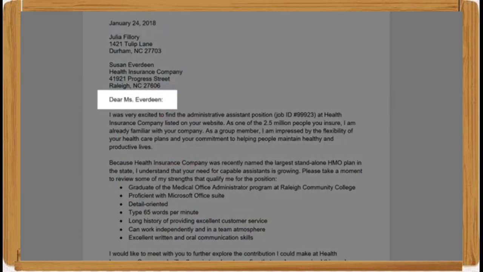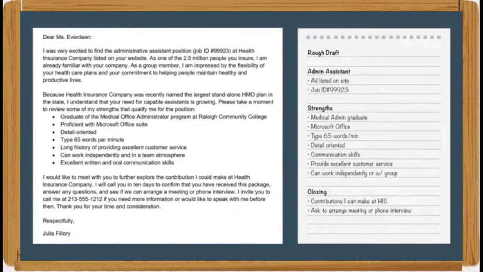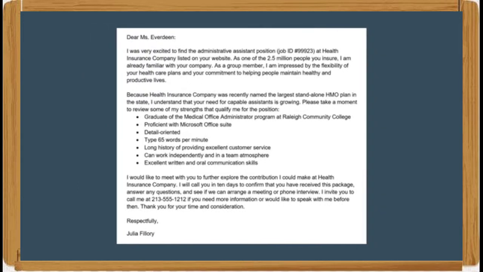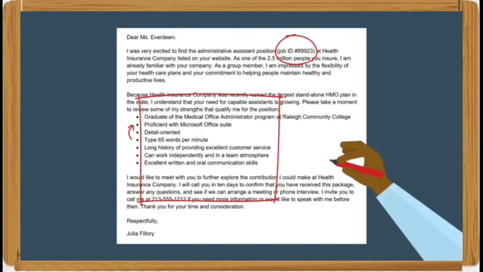Address your letter to a specific individual. If this isn't possible, use a gender-neutral greeting like Dear Hiring Manager or Staff Selection Team. No matter what you're writing, it's always a good idea to start with a rough draft, and that goes for cover letters too. A rough draft will help you get your thoughts in order before you write the final version. Proofreading your draft is also important, but don't rely solely on your own revision. Have someone edit and proofread your cover letter before you send it out.